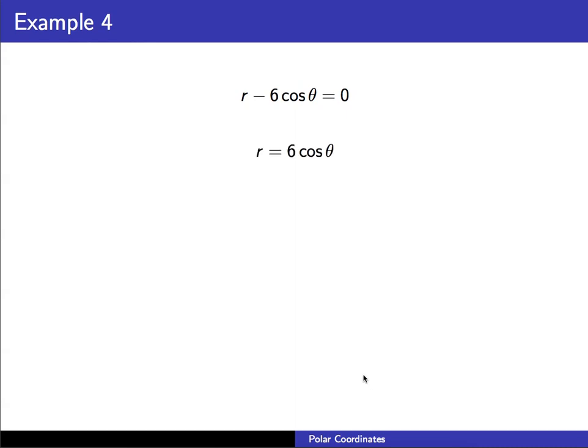So adding 6 cosine theta to both sides, we get, in polar form, the equation of a circle where the center is at 3, 0 and the radius is 3, much simpler in polar form: r equals 6 cosine theta. And if we think of the nature of the polar coordinate system, it is tailor-made for equations of circles because that's essentially what the polar coordinates are based off of. So a little bit easier polar representation for a circle than in the rectangular one.